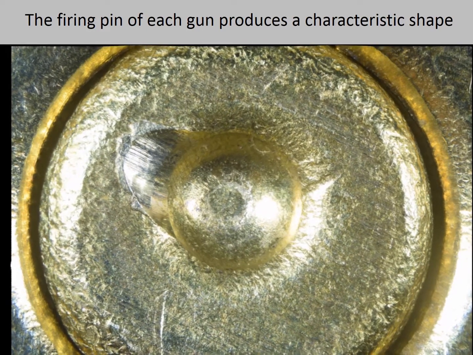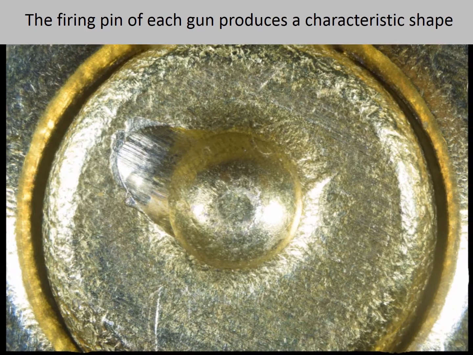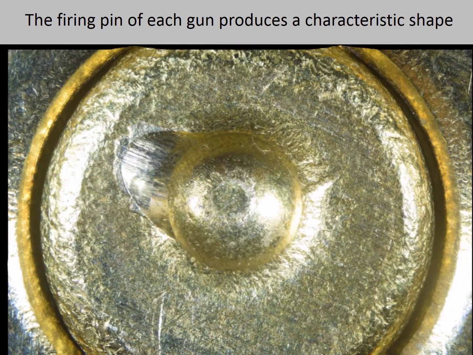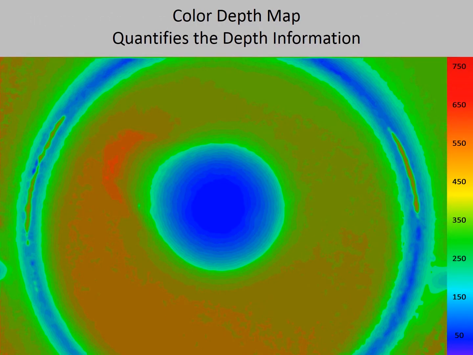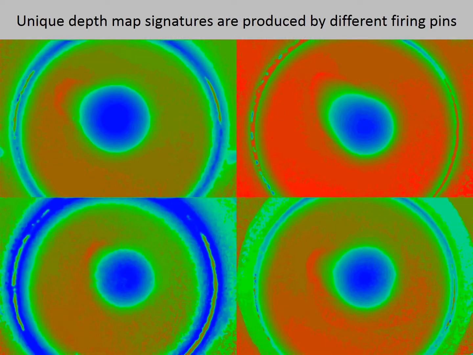Each firing pin of each gun produces a characteristic shape. And here is the color depth map that corresponds to this particular firing pin. Here are the depth maps produced by the firing pins of 4 different guns. We can see that each firing pin produces a unique depth map signature.